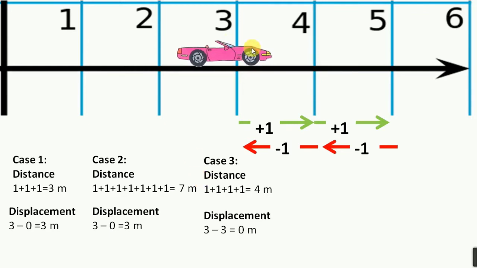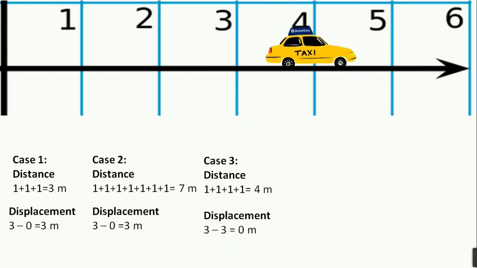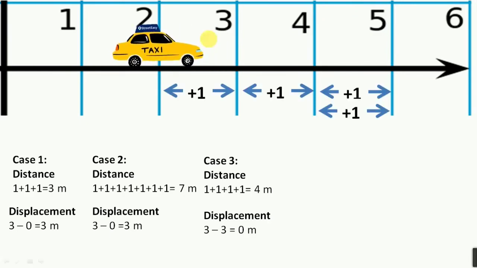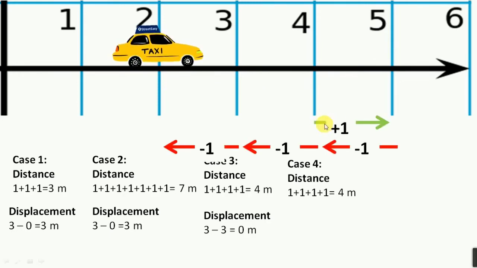So if you take initial position minus final position, the final position is 3 and the initial position is also 3, so it is 0. Now case number 4. In this example this car is starting from 4, going to 5 and back to 2. So now the distance is 2 plus 2, 4, and the displacement is, we are going 1 meter towards right, that is positive 1, and 3 meter back, so that means plus 1 minus 3 is minus 2. And if you take the initial position and final position, the initial position is 4 meter and the final position is 2 meter, so 2 minus 4 is minus 2 meter.